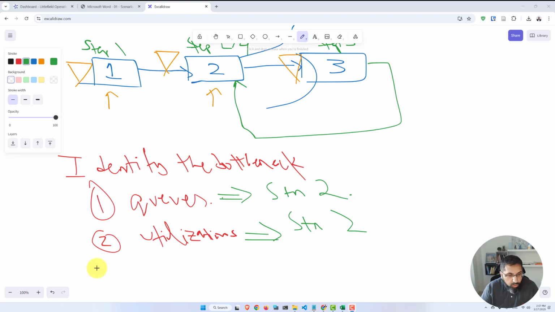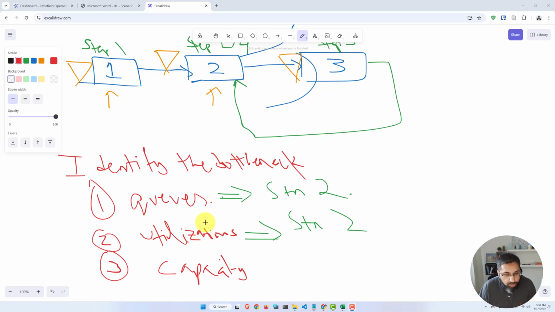The third way we can identify the bottleneck is to actually calculate the capacity. This is the analytical part, and the bottleneck is the station with the lowest capacity. So for each station, we can calculate the capacity, or estimate it at least, and then we can see which one has the lowest capacity. Okay, so that's what we're going to do next in Microsoft Excel.